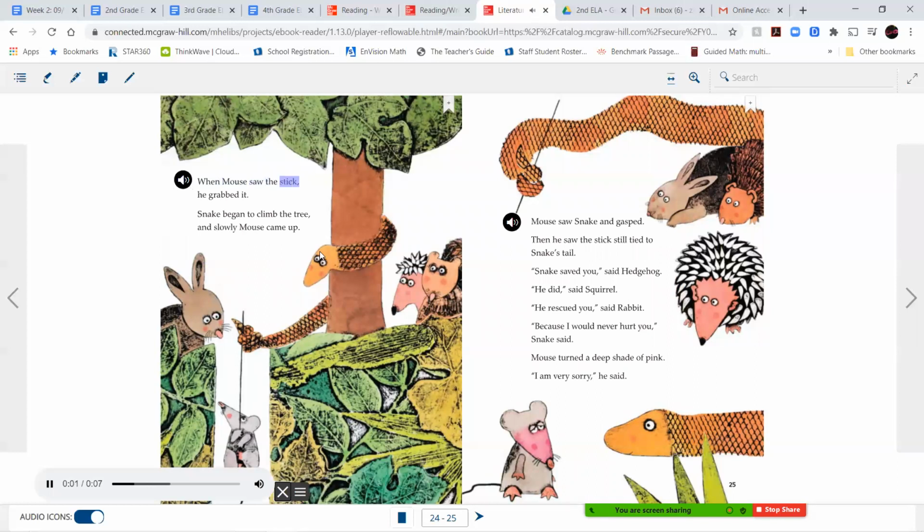When Mouse saw the stick, he grabbed it. Snake began to climb the tree, and slowly Mouse came up. Mouse saw Snake and gasped. Then he saw the stick still tied to Snake's tail. "Snake saved you," said Hedgehog. "He did," said Squirrel. "He rescued you," said Rabbit. "Because I would never hurt you," Snake said. Mouse turned a deep shade of pink. "I am very sorry," he said.